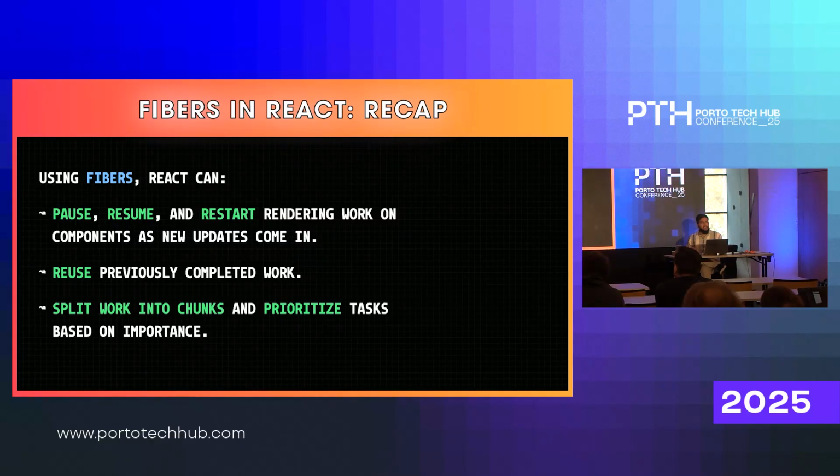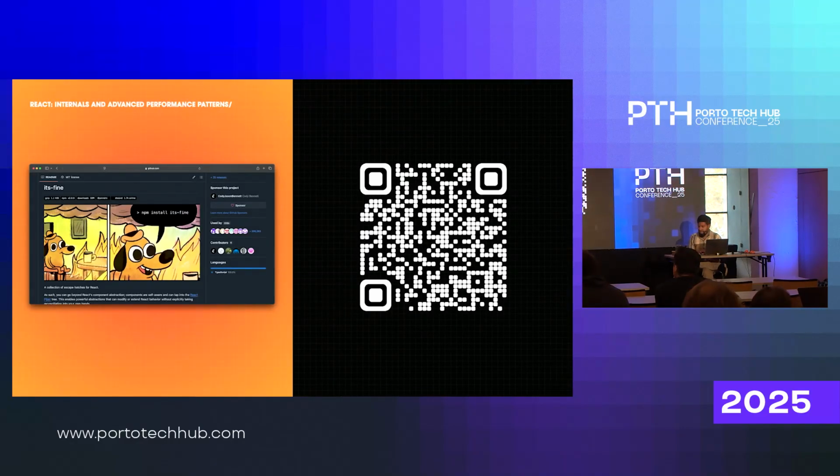So the key takeaway here is how, using fibers, React can pause, resume, and restart any work to render things as new updates come in, and we'll see which heuristic it uses, by the way. It can also reuse work that was completed previously, and it can split units of work and prioritize them based on their importance, and we'll also talk about how it defines importance.